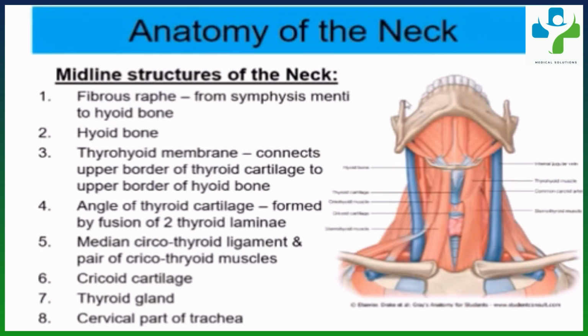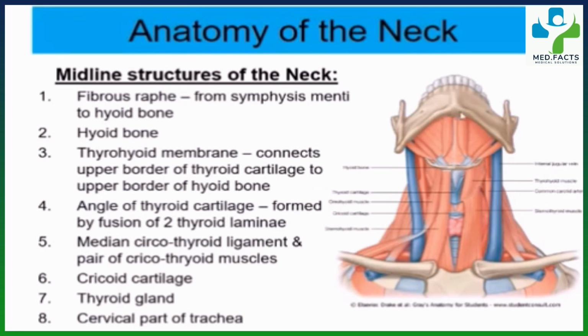So we should know the midline structures here, starting from the symphysis menti up to the manubrium sterni. This is the sternum, and the upper part of the manubrium. This is the manubrium sterni, the upper part of the sternum. So the first structure from the symphysis menti is a modified raphe, connective tissue, which extends from the symphysis menti.